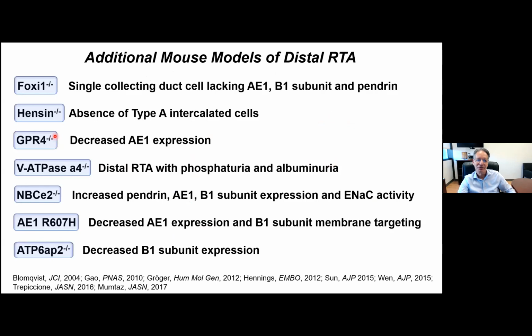And it turns out that there's a whole bunch of other proteins in the mouse. Some of these now have been shown to be in the human also, and they have very interesting and different phenomenologies. When FOXI1 is mutated, you only have one type of collecting duct cell. You don't have principal and intercalated cells, and they're missing a lot of different proteins in the cell. The Henson knockout mouse actually is missing type A intercalated cells altogether. So they have different and interesting phenomenology that's been described over the years.